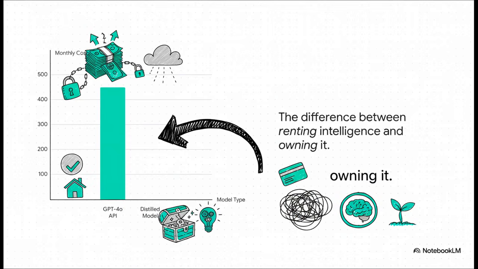Just look at this. This chart shows a pretty typical monthly API bill. We're talking hundreds of dollars, right next to the cost of running a distilled model for the same task. And that cost? Zero. Look, this isn't some crazy exaggeration. For so many common tasks, this is the reality. It's the difference between just renting intelligence and actually owning it.